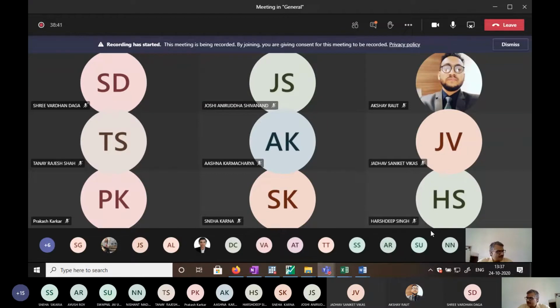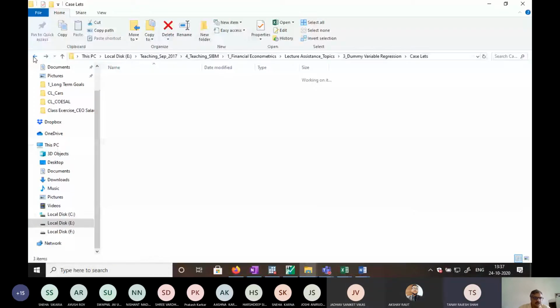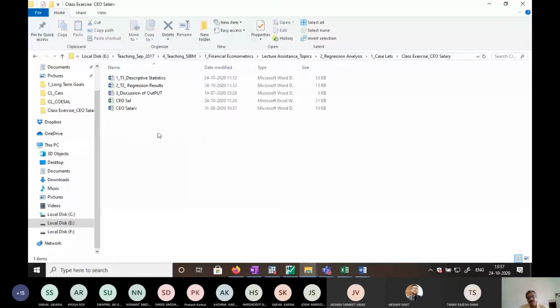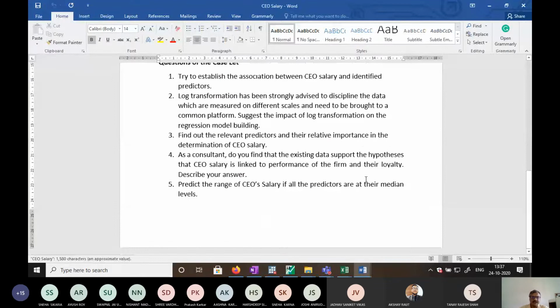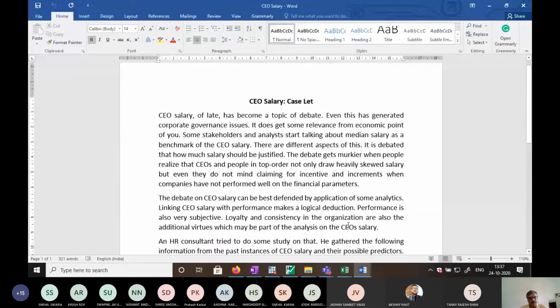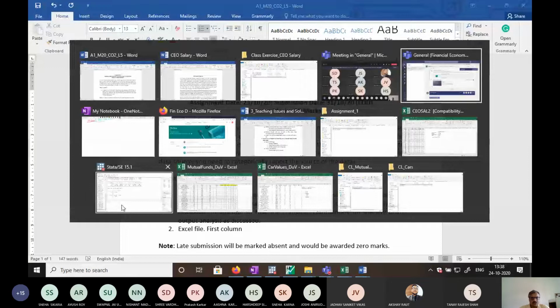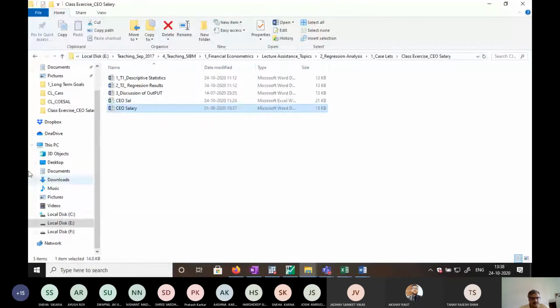So I think your CRs would have shared with you the caselet, CEO salary. Have you gone through the caselet? Yes or no? Yes, sir. So CEO salary will have a dummy variable also, but we are doing regression analysis, CEO salary. So this was the caselet, which was supposed to be read by you. I believe that you have gone through it. I'll show you the data as well, so that all of us are on the same page.